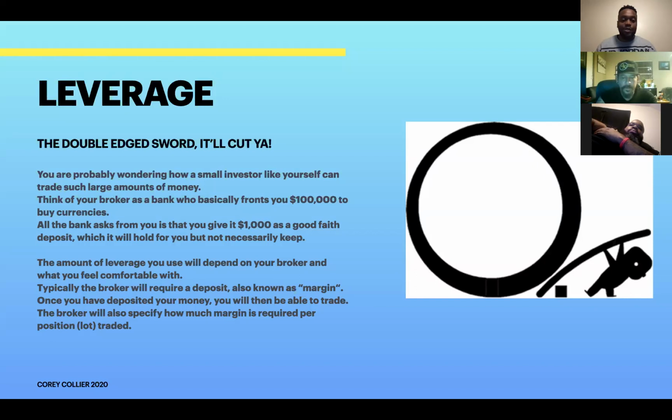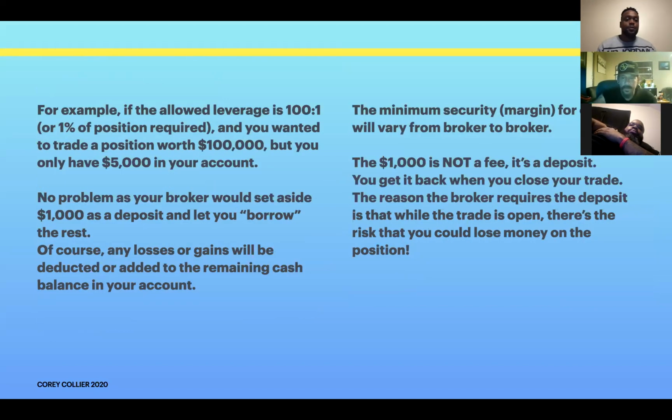Just to give you guys some more differentiation between the three. For example, if the allowed leverage is 100 to 1, or 1% of the position is required, and you wanted to trade a position worth $100,000, but you only have $5,000 in your account, that's no problem, guys, as your broker will set aside $1,000 as your margin and let you borrow the rest. Of course, any losses or gains will be deducted or added to the remaining cash of your account. And the minimum security or margin for each lot, of course, varies from broker to broker.